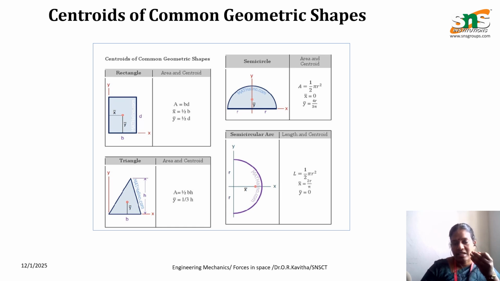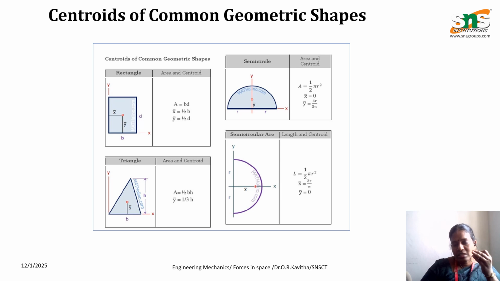Similarly, for the semicircle the area is pi r square by 2. If I take the reference axis at the base, the x bar will be d by 2. If I take the reference axis at the center, the x bar will be 0. But the y bar will be 4r by 3 pi. For the triangle, the area is half b h, and the y bar will be h by 3. From the base it is h by 3, from the apex it will be 2h by 3.